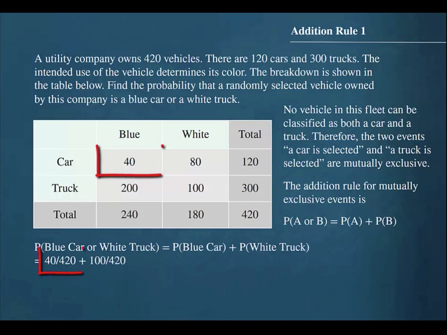There are 40 blue cars out of 420 total vehicles, and there are 100 white trucks out of 420 total vehicles. The probability then would be equal to 140 out of 420, which would reduce to 1/3.